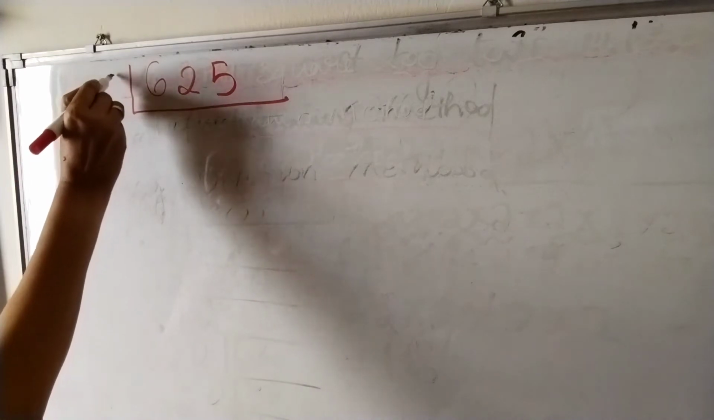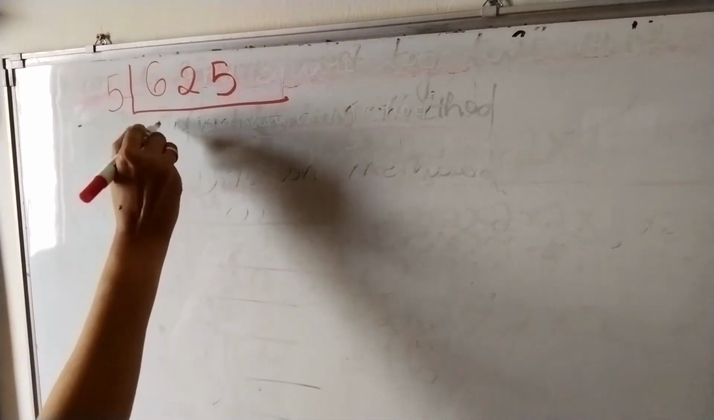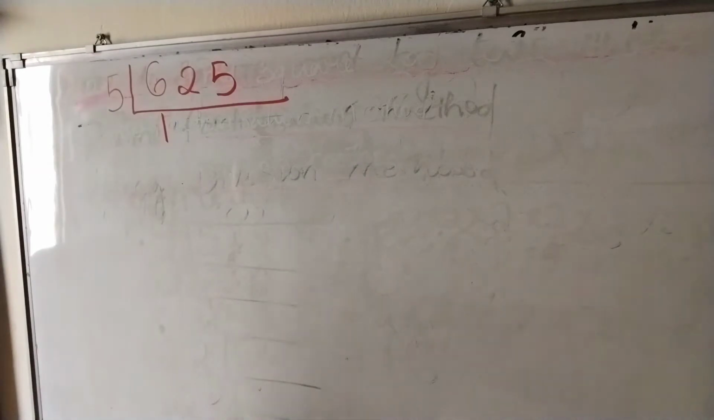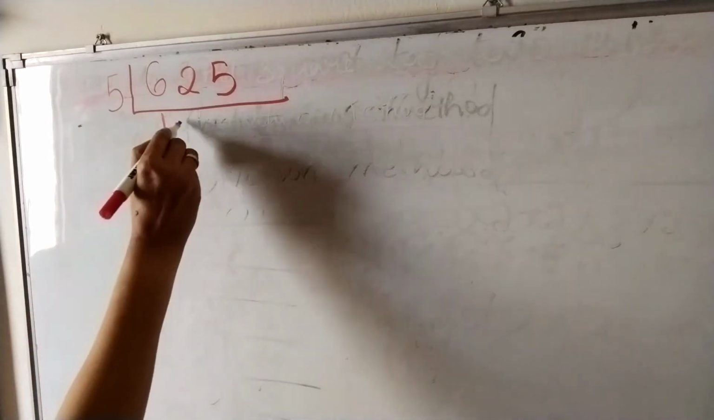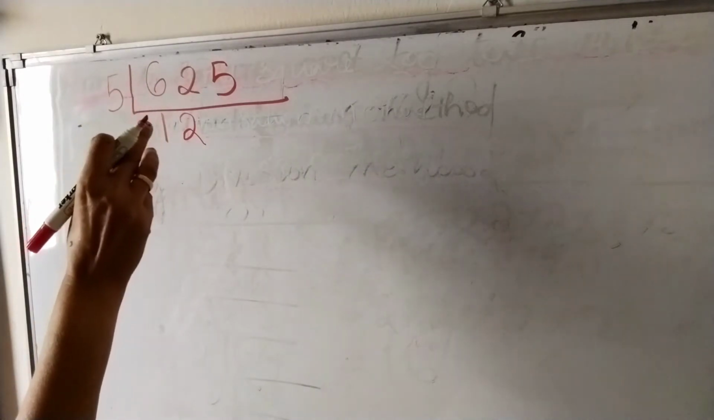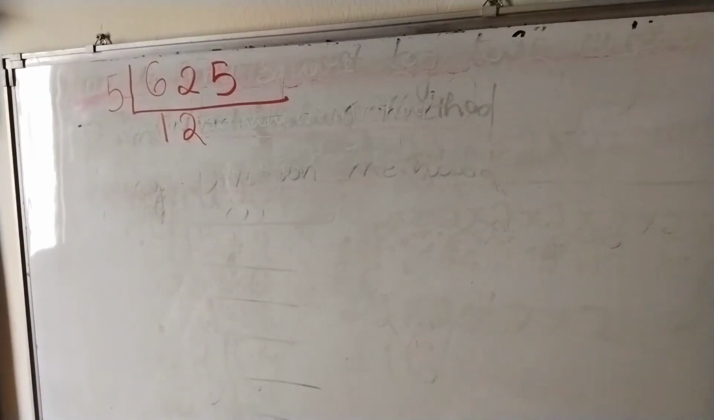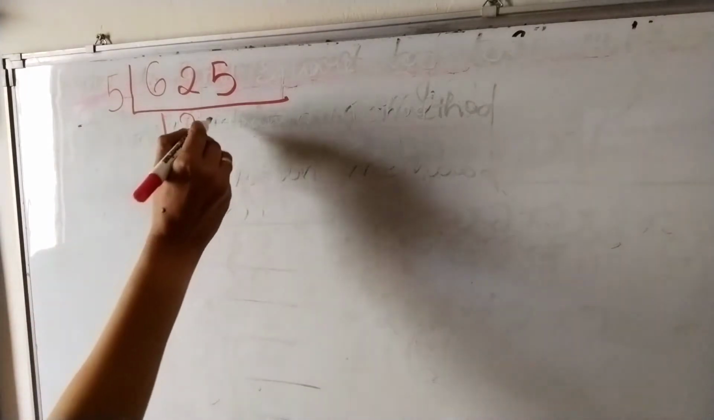So, how many times does 5 go in 6? Only one time, so we write 1 here. What is remaining? 6 minus 5, you get 1. Then 12. How many times will 5 go in 12? Only 2 times. 2 fives are 10. Then 12 minus 10, you get remainder 2. Then 25. How many times does 5 go in 25? 5 fives are 25.